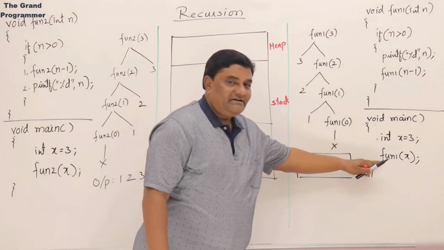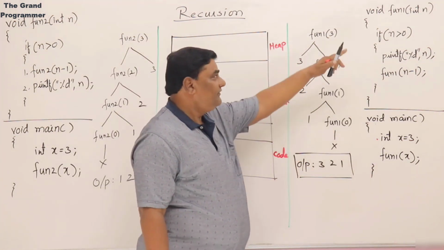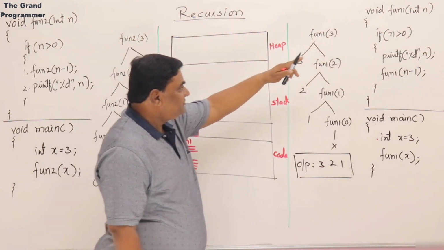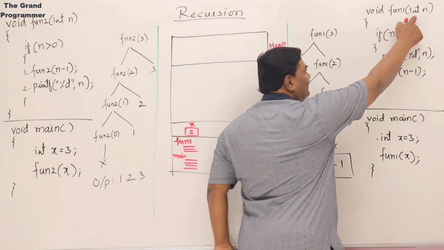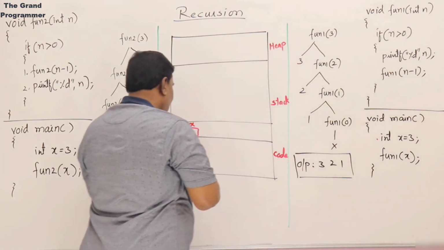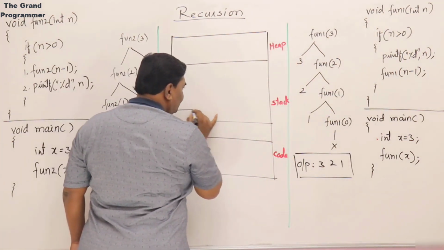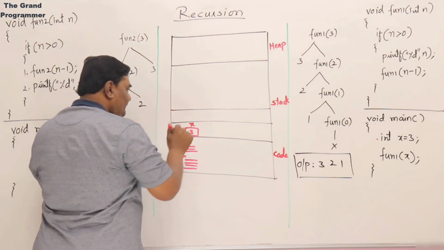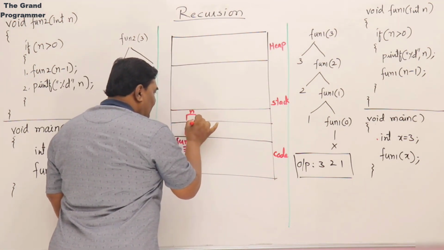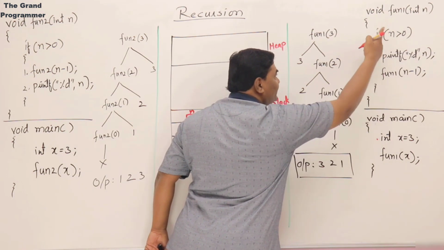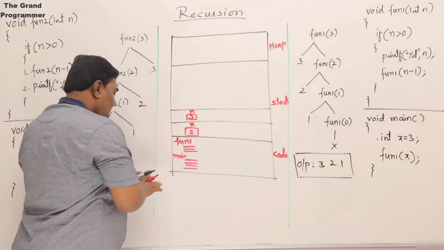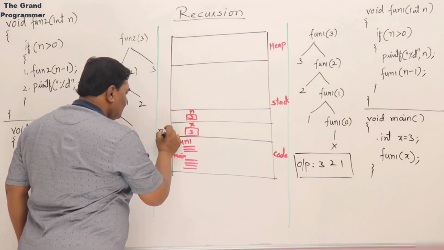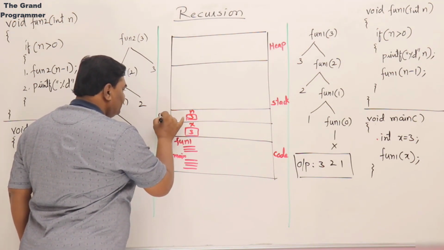Then the very next statement is fun1, a call to function 1. Once fun1 is called, it has just one variable, that is n. This is the only variable. So an activation record for fun1 is created, and it will have that variable n, and this value x is passed to that one, so it will be 3. So this is for main and this is for fun1.